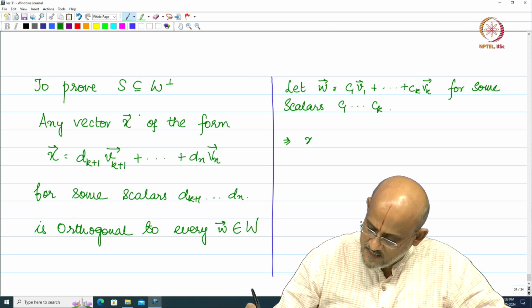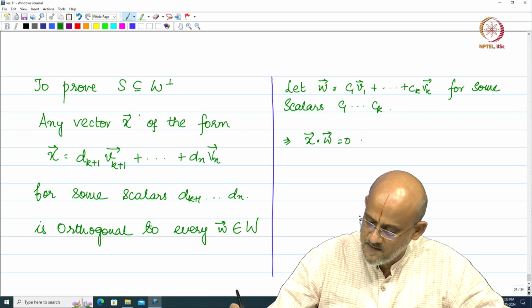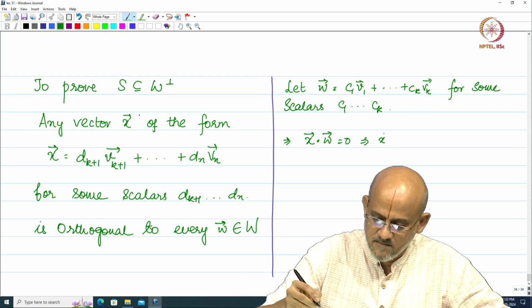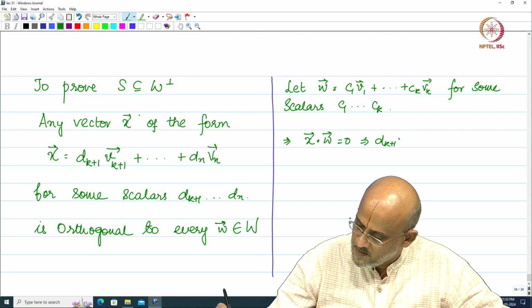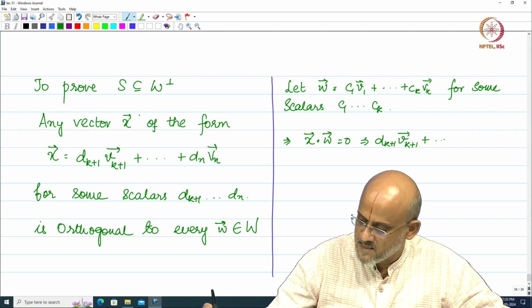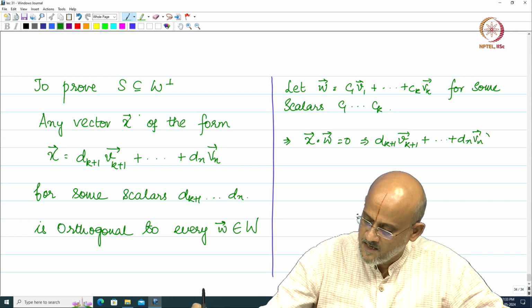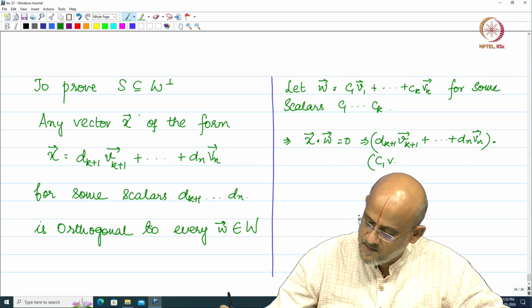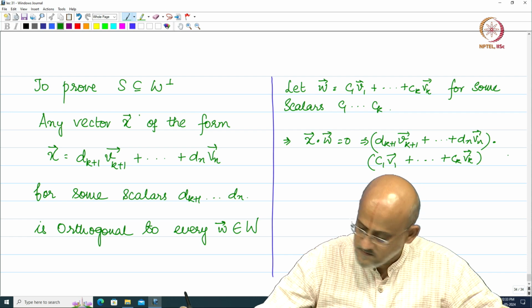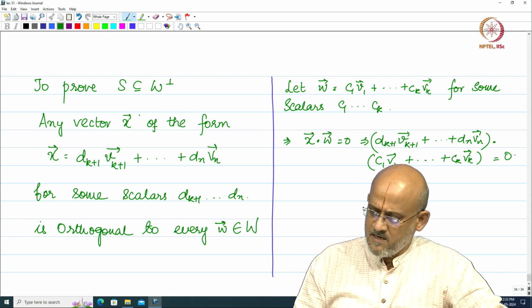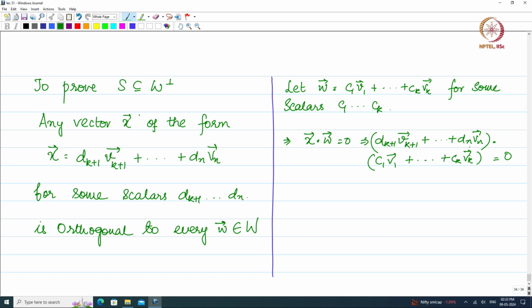Which implies x dot W is equal to 0, which implies x dot (dk plus 1 vk plus 1 plus etc. plus dn vn) with (c1 v1 plus etc. ck vk) is equal to 0, because we already know that v1, v2, vk plus 1 to vn form the orthonormal basis for Rn, and therefore the dot products v1 with vk plus 1, v1 with vk plus 2, everything will be 0, and therefore we say that x dot vk is 0.